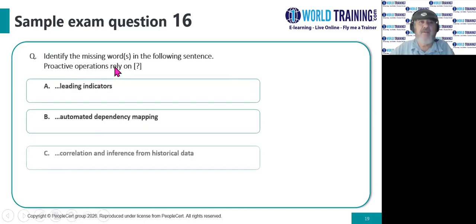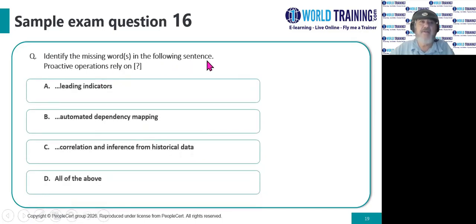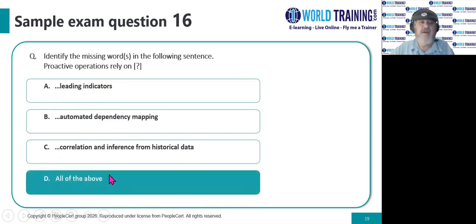Question 16, identify the missing words in the following sentence. Proactive operations relies on leading indicators. That is true. Automated dependency mapping, that's also true. Correlation and inference from historical data, that's also true. So the best answer is D, all of the above.